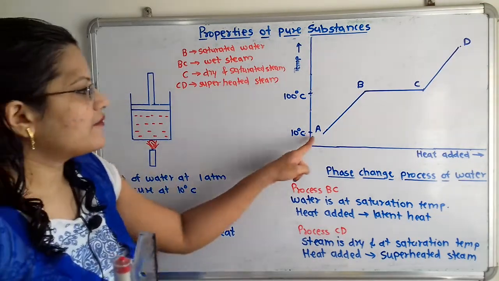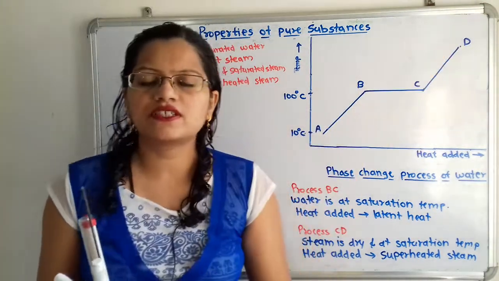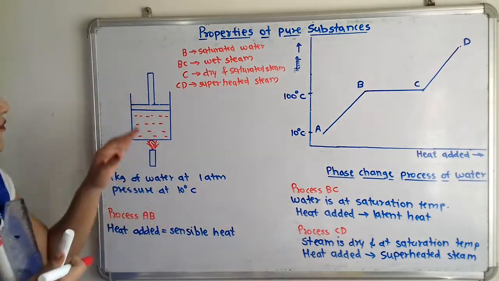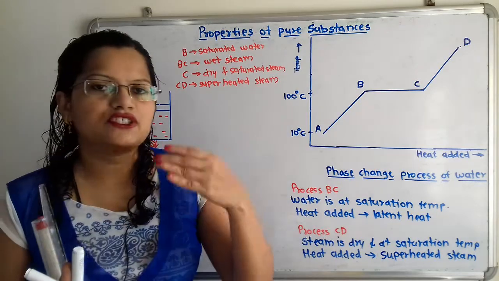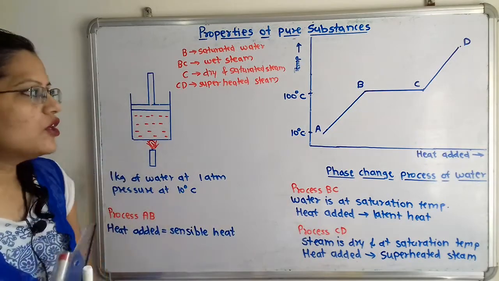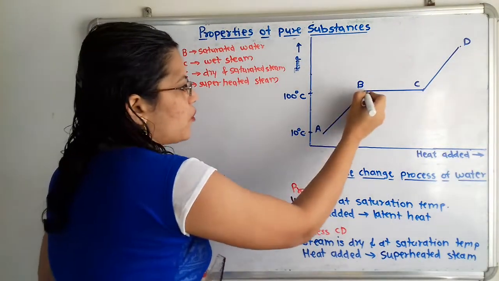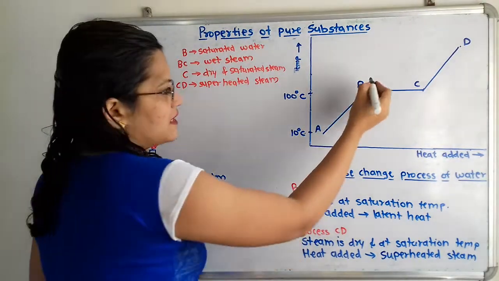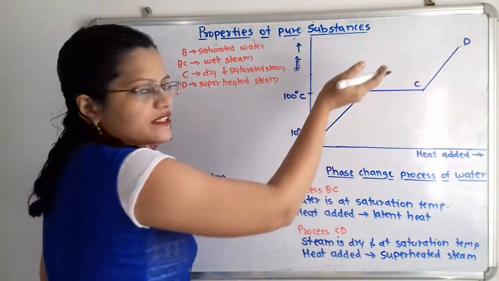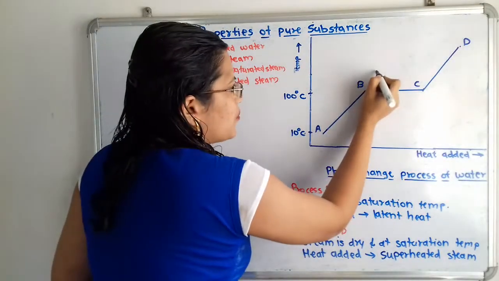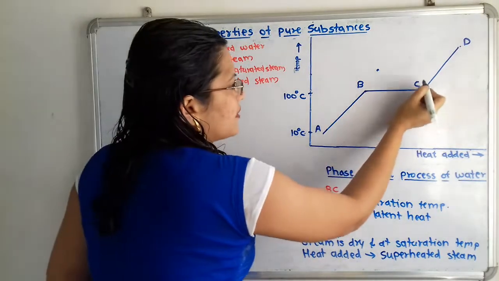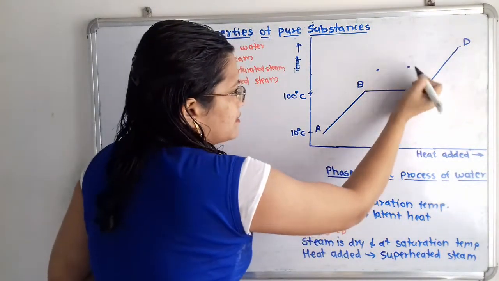Now this graph is for the constant pressure, that is 1 atmospheric pressure. Now if we adjust the piston to increase the pressure, to 10 times atmospheric pressure, then what will happen? So this point B, which is the boiling point, will shift towards the right hand side. So this is the 1 atmospheric pressure. Suppose we increase the pressure 10 times, then this point B will shift towards the right hand side, and this point C will shift towards the left hand side.